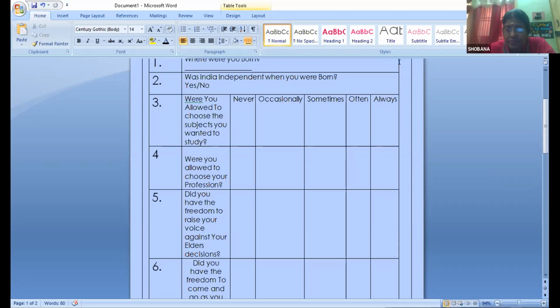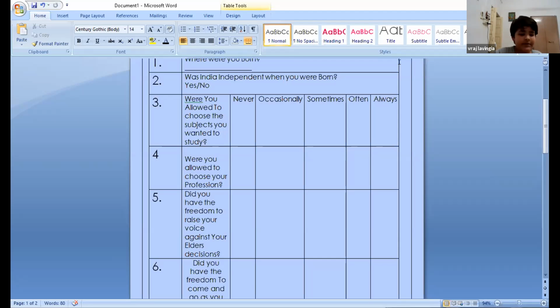Okay, ma'am. Ma'am, can we write directly the question and the answer in yes or no? Yeah, exactly. Once they see, for example, where you were allowed to choose the subjects you wanted to study, and your grandparent says occasionally, you need to put a tick over there. Occasionally tick. All the others will be blank.